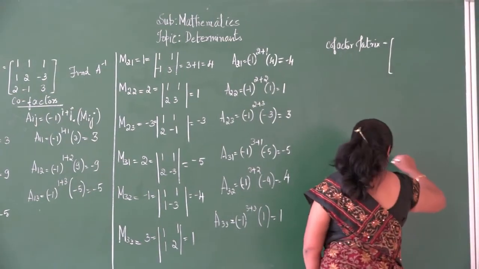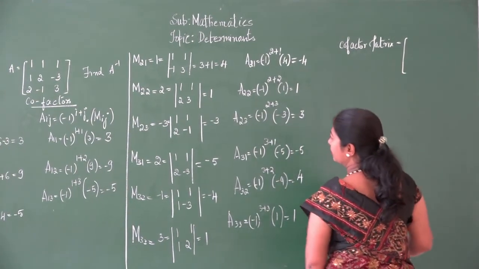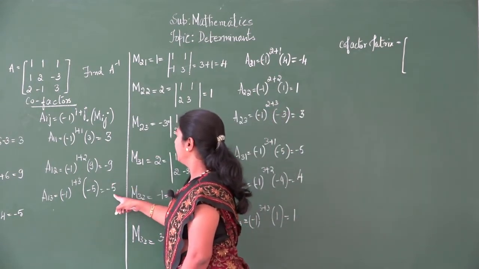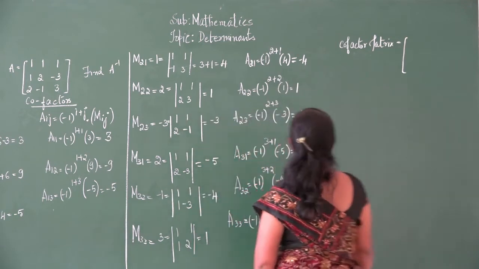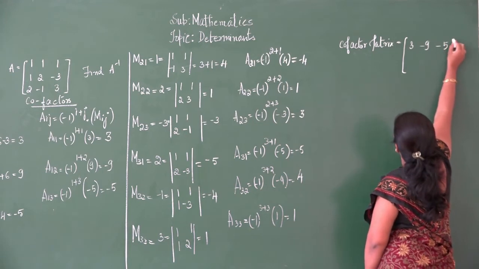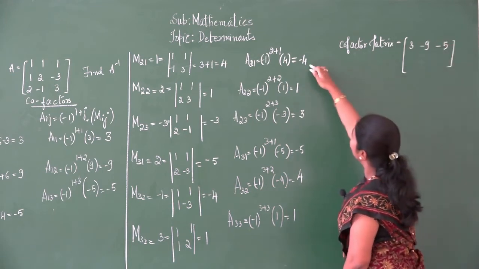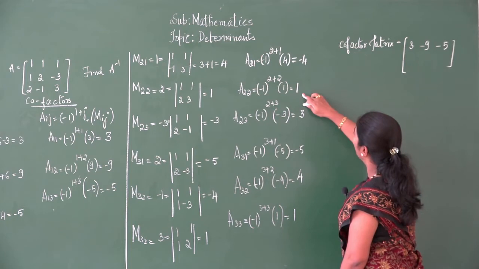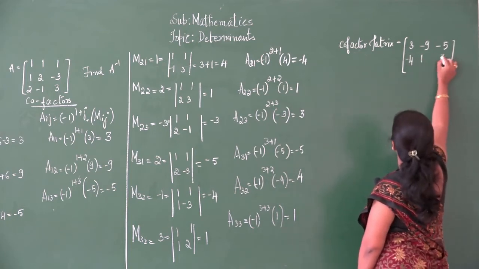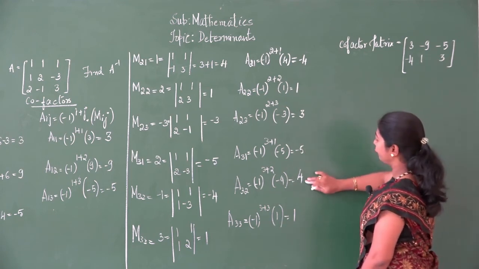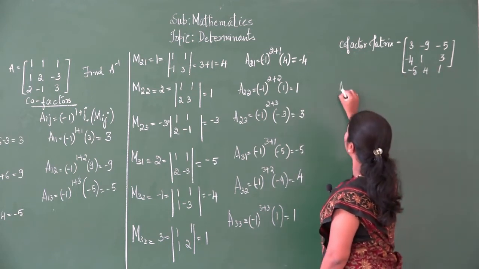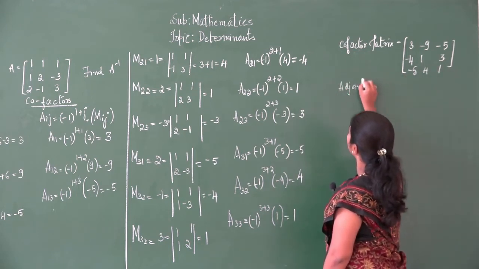What is the cofactor matrix given by? 3, 9, 3, minus 9, minus 5. Similarly, minus 4, 1 and 3. Minus 5, 4 and 1. This is the cofactor matrix. How do you find the adjoint of a matrix now?